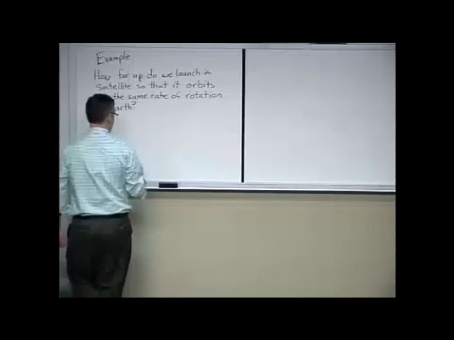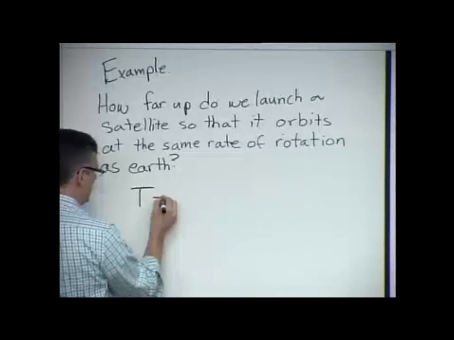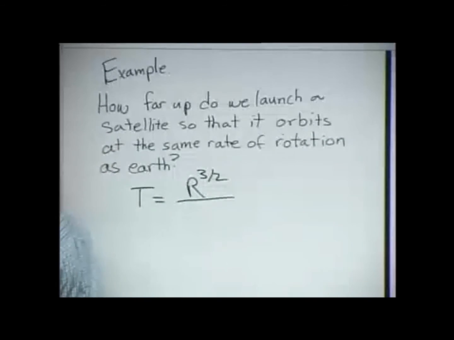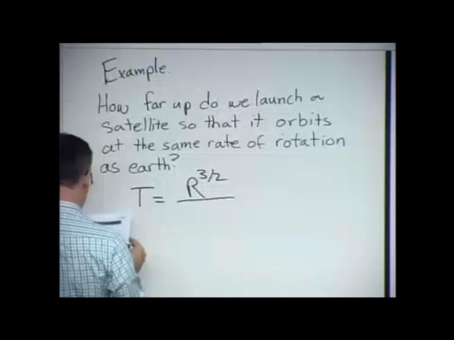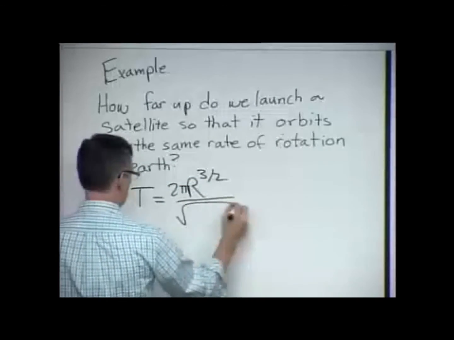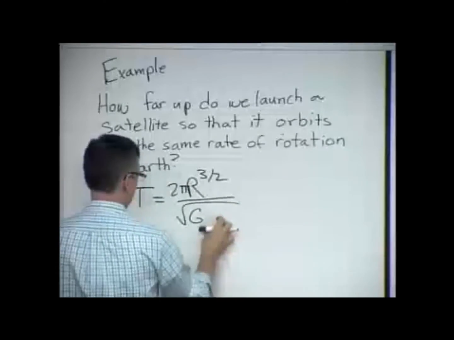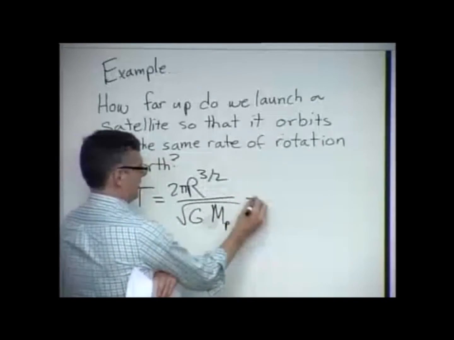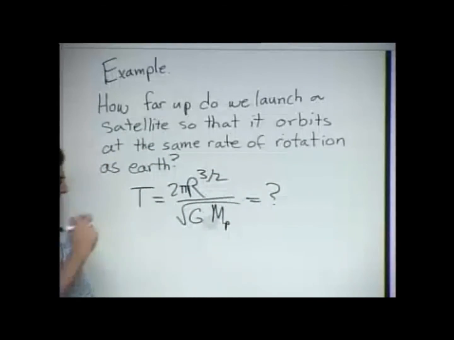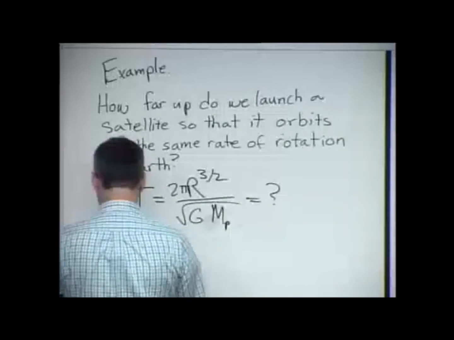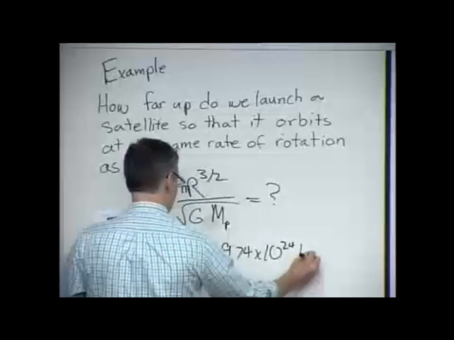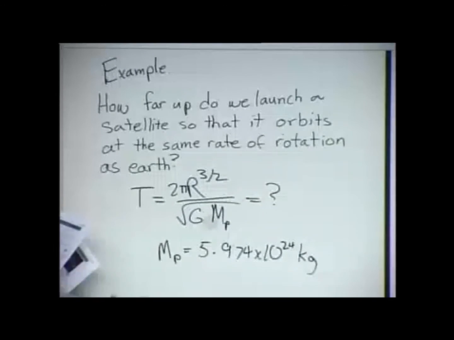Okay. I already gave you the formula on the previous page. T is equal to 2 pi times R to the 3/2 power over the square root of G times M, Kepler's constant. So all I need to do is figure out what the period should be, and I solve for R. The mass of the Earth, well, that's easy. We've estimated that to be 5.974 times 10 to the 24 kilograms. Very heavy planet. And of course, I know G is about 6.67 times 10 to the negative 11th, so I've got that. All I need to do is solve for R.